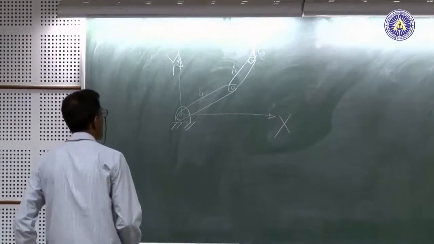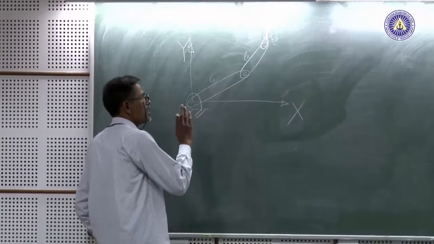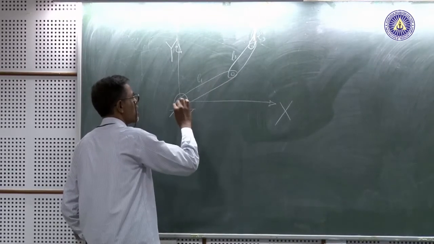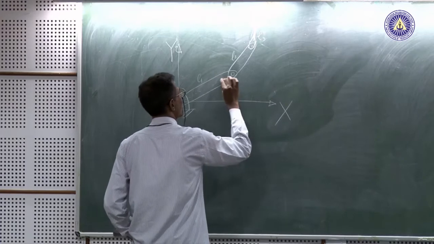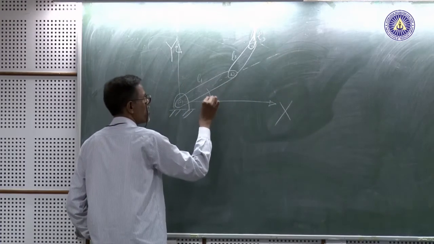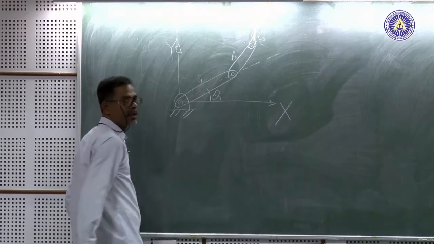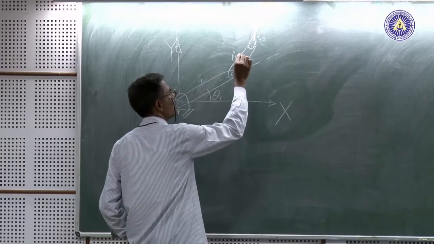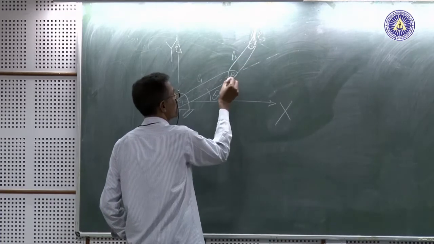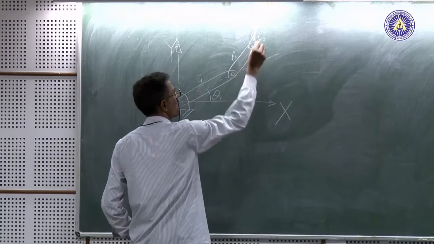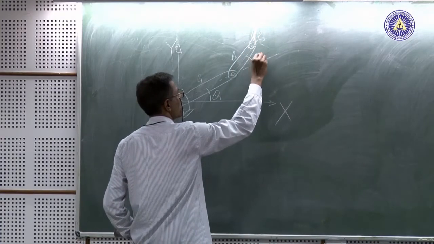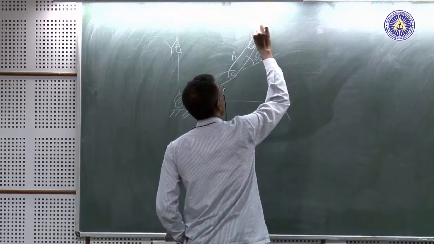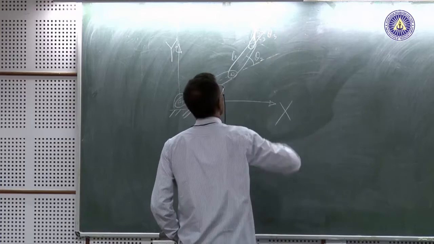So, the orientation of this link can be described with the help of this angle theta 1, right. Then relative to this, the orientation of this link can be described by this angle, and then this is theta 3.